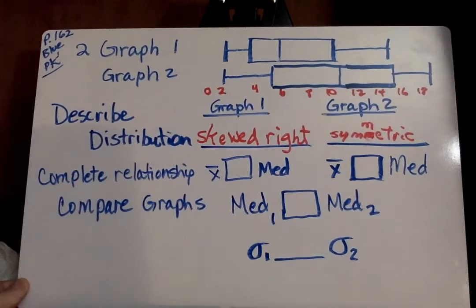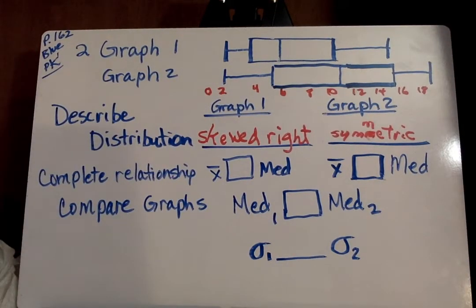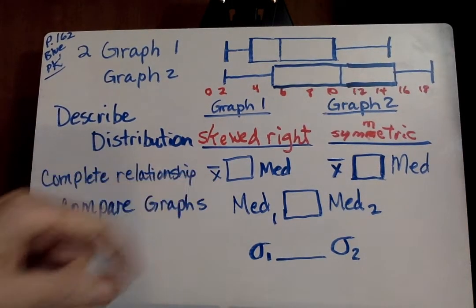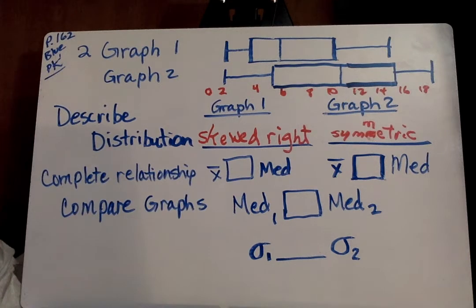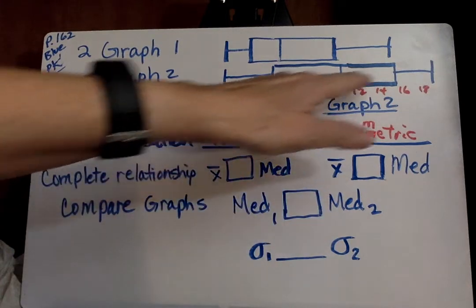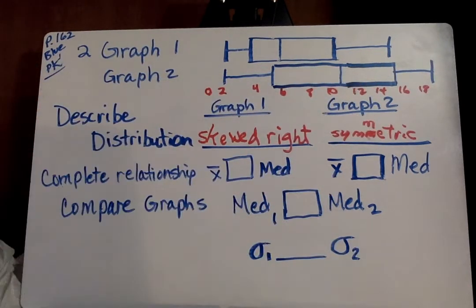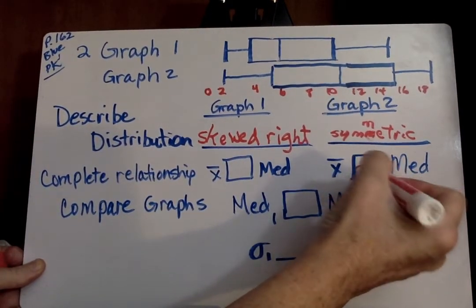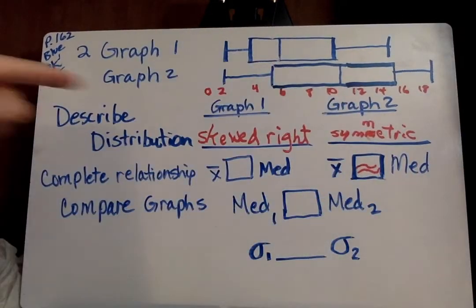Okay, symmetric, okay? Now we need to complete the relationship. This is the mean or the average. Is the average number less than, greater than, or equal to the median? Now I'm going to jump to the symmetric first, because in symmetric graphs, the mean is always about equal to the median. Okay, and you do like an equal sign but curved, okay?